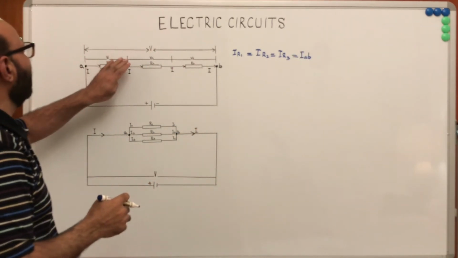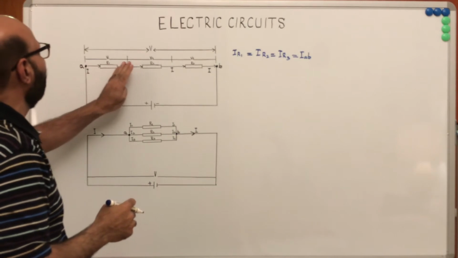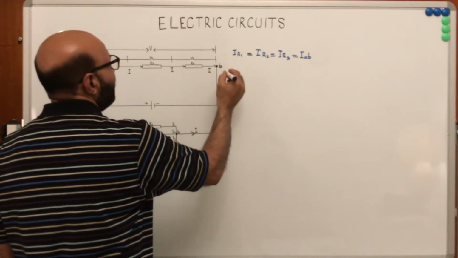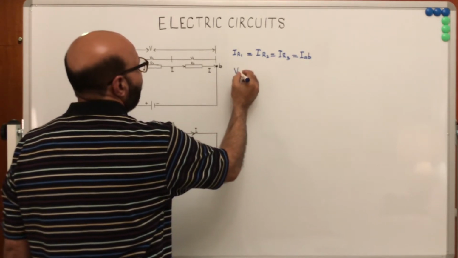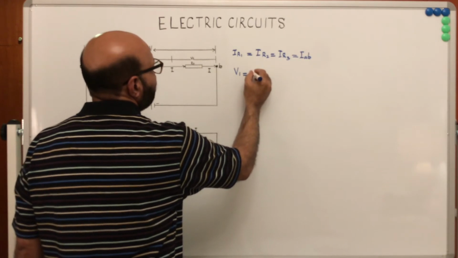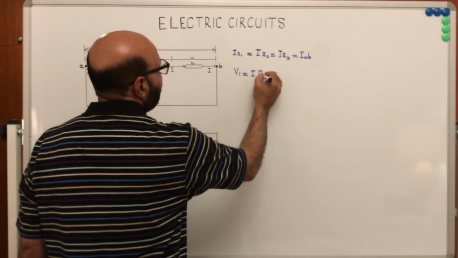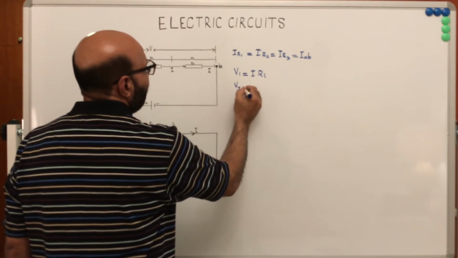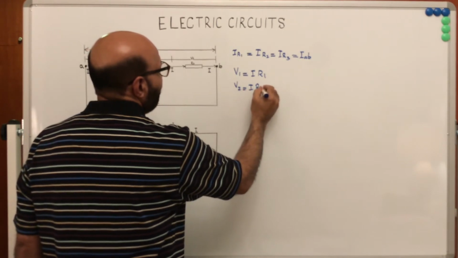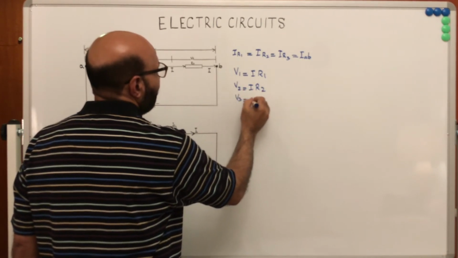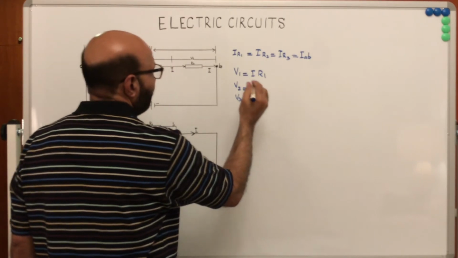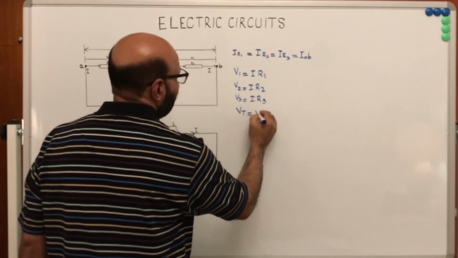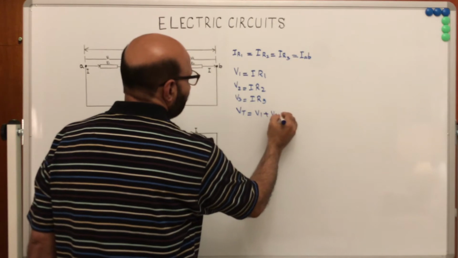The voltage in a series circuit divides across the individual resistors. The sum of the voltages is divided. It means that the voltage for resistor 1 is IR1, the voltage for resistor 2 is IR2, and the voltage for resistor 3 is IR3. And we know the total voltage is the sum of the individual voltages.